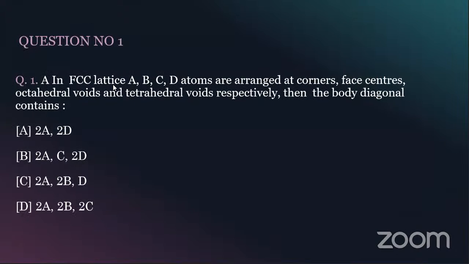In an FCC lattice, A, B, C, D atoms are arranged. A is present at the corners, you can see. B is present at the face centers. C is present at octahedral voids. And D is present at the tetrahedral voids. Is there anybody who does not know octahedral and tetrahedral voids? Is everybody comfortable with these terms? Voids means the spaces that are present in between them.